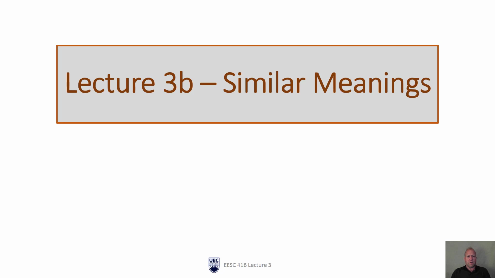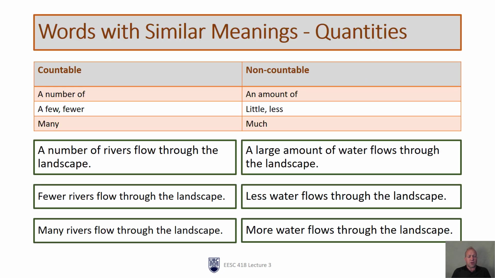We're continuing on with our common errors, and we have more similar words with similar meanings. Some of these sound the same, some of them sound totally different, but have very similar meanings. And in a lot of cases, in everyday language, we'll use these terms interchangeably without really understanding that they are different. So let's start with a category of words which are describing countable or non-countable nouns.